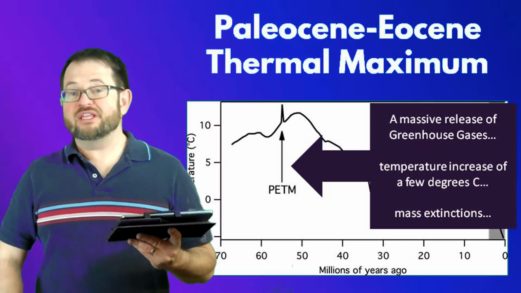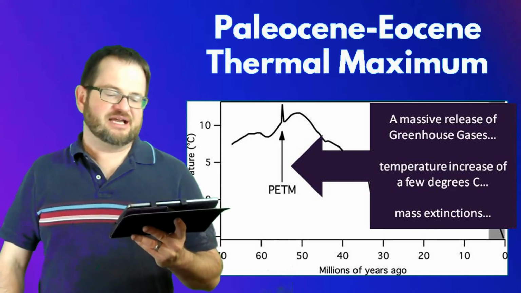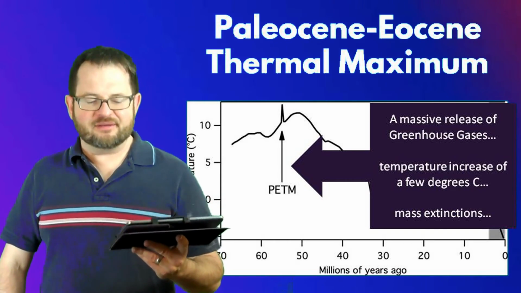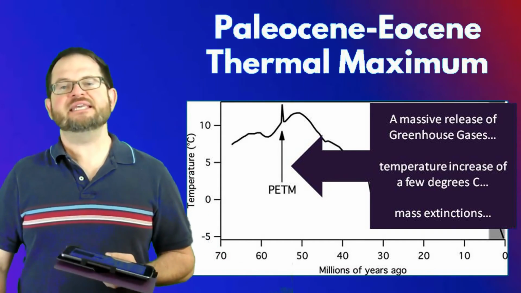Another really weird climate event is this little spike that happened about 56 million years ago in the temperature record. It's called the, I always get the name wrong, Paleocene-Eocene Thermal Maximum, the PETM.